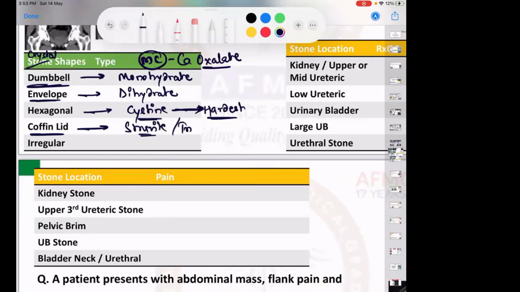And lastly, irregular shaped crystals are seen in uric acid stones. Very good. Irregularly shaped crystals are seen in uric acid stones.